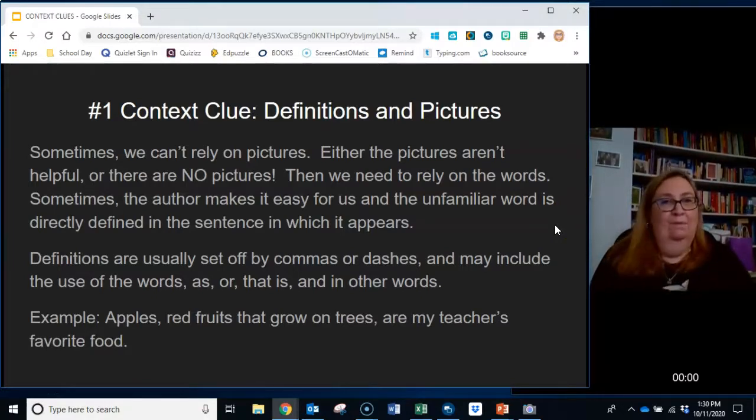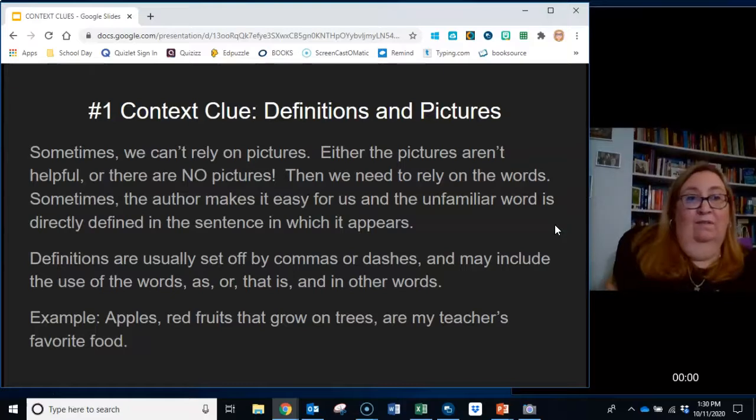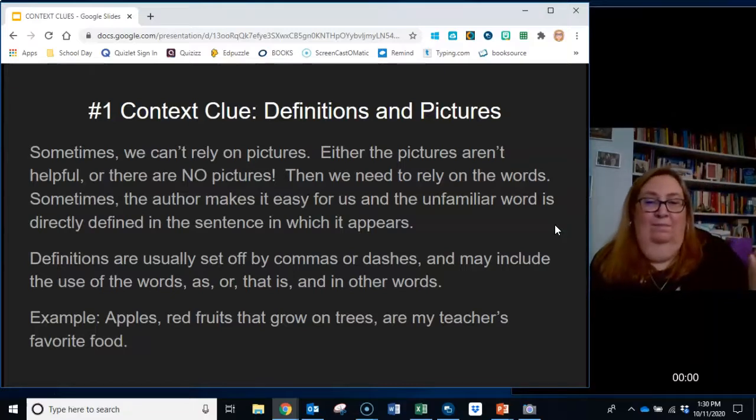So if you didn't know what an apple was, we just told you. It's a red fruit. It grows on trees. Now, is that a great definition of an apple? Because I'm pretty sure cherries are also a red fruit that grows on trees, and plums are also a red fruit that grows on trees. We can think of lots of things that would fit that definition.